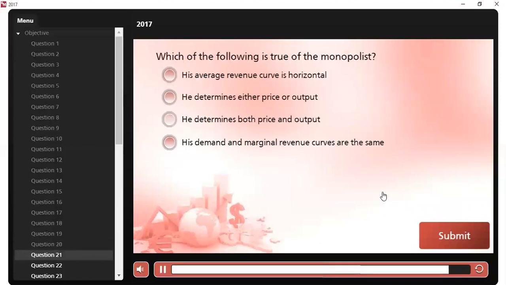Question 21. Which of the following is true of the monopolist? I want you to understand that a monopolist is a single seller of a product that has no close substitute. He can only determine either the price or output. He does not have power on both at the same time. So he determines either price or output.